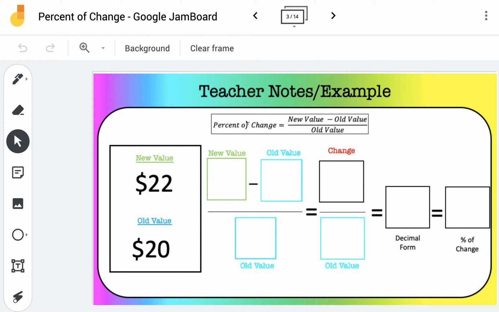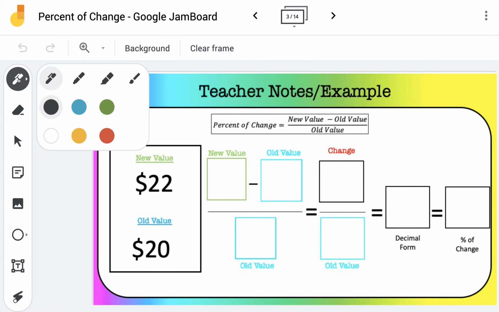Hey everybody, this is a video about how to find the percent of change. So first of all, come over here and grab your pen or pencil. It's up to you. Or marker.